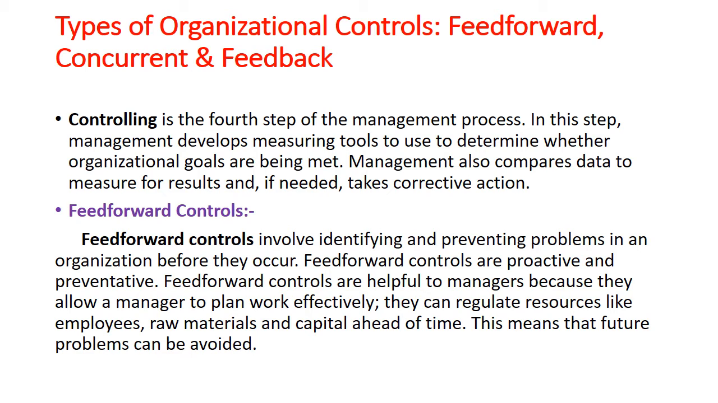Next, we can see the types of organizational controls, which are mainly of three types: feed forward, concurrent, and feedback. We have already discussed feed forward and feedback. Now we are going to discuss concurrent. Just revising, control is the fourth step of the management process: they determine the organization's goals, compare them with the data, and corrective actions are taken if needed. Feed forward means trying to prevent problems before they occur, and is proactive in nature.